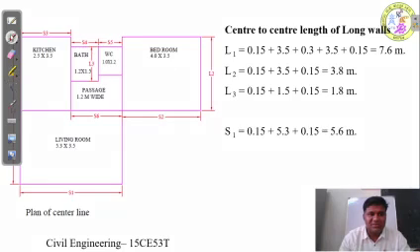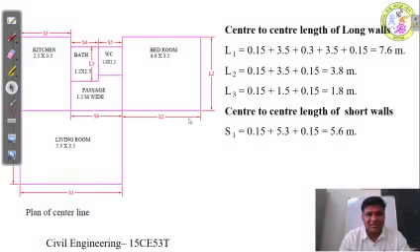Next we will move on to short walls, and these short walls will be within wall to wall, and from here to here this is called S1. So in S1, 0.15 meter is the center to center length, plus 5.3 meters is the internal room dimension from here to here, and then again 0.15 meter is this wall width. So 0.15 plus 5.3 plus 0.15, total it will come to 5.6 meters. Okay, so this is the procedure to calculate the short walls.